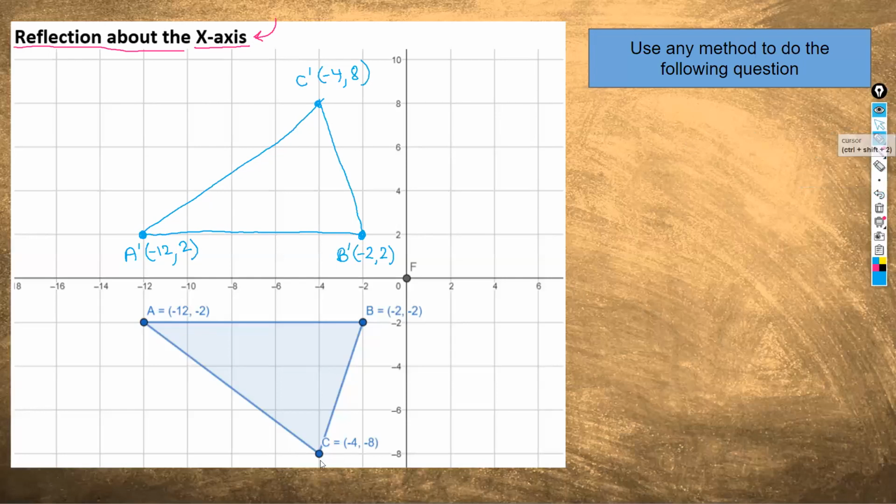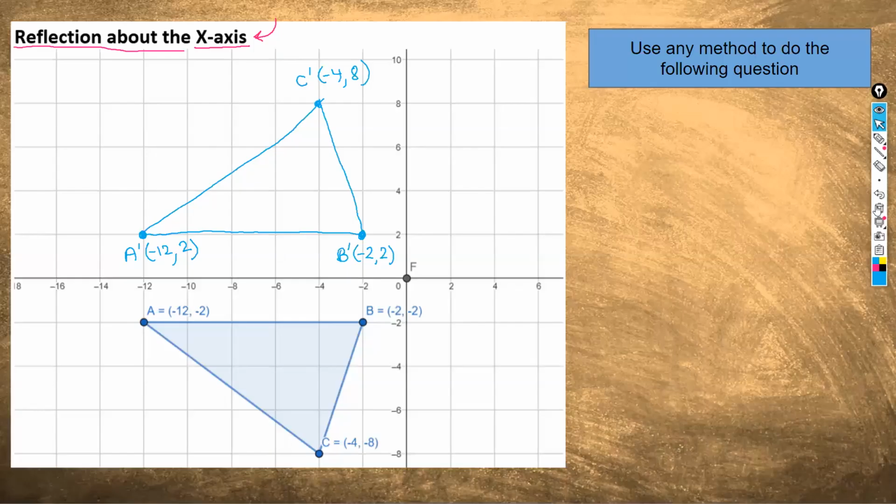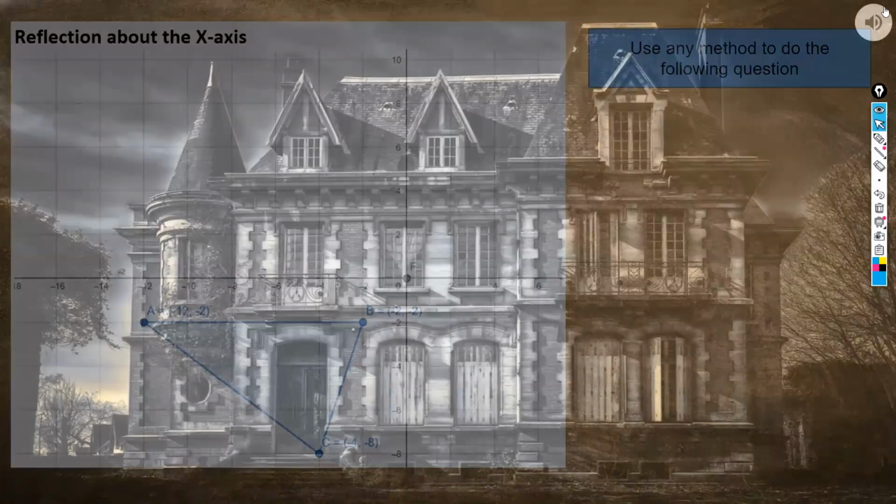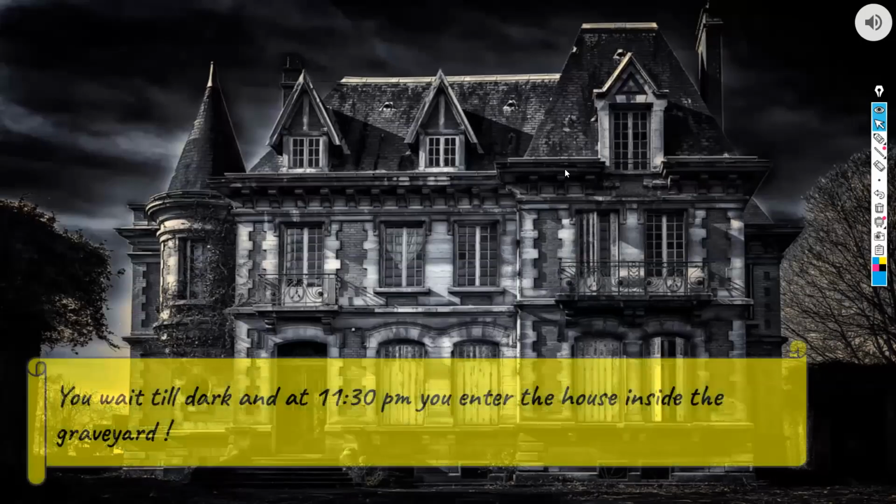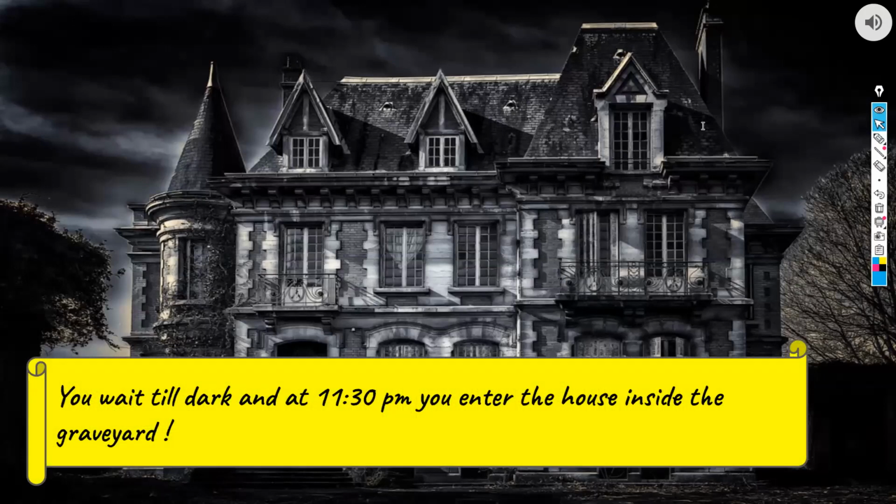All right. On the list. All right, so we wait till about 11:30, just like the skeleton said. We're going to go into the house.